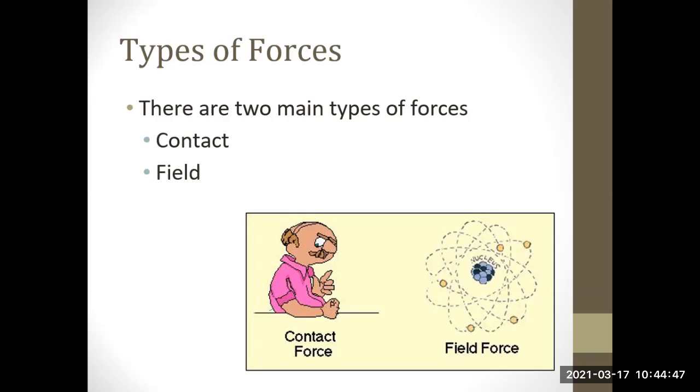Field forces. Can you see an atom here? Nucleus is there. Electrons are revolving around the nucleus, right? So there is a field generated. Electron is not physically touching the nucleus, right? But the force is due to the field. Due to the field, the nucleus is there in the atom and electrons are revolving around the nucleus. So when there is no physical contact but still the force is there, they are known as field forces.